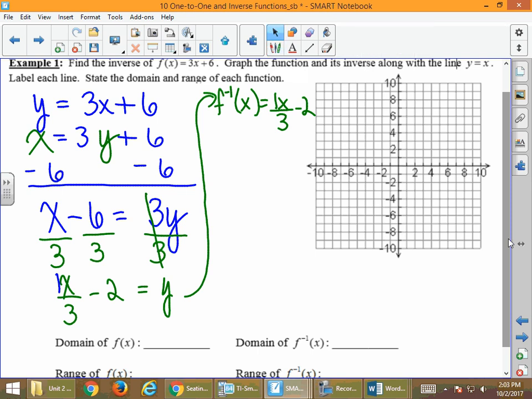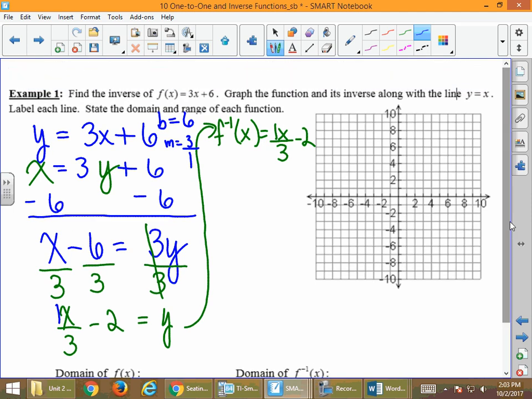Well, what's the y-intercept of our blue equation, also abbreviated as b? 6. And what's our slope? Well, it's 3 over 1. It's the coefficient on the x. So when we come over here to our graph, b equals 6, and then our slope is up 3 to the right 1, or we can go down 3 to the left 1. Here's our function.